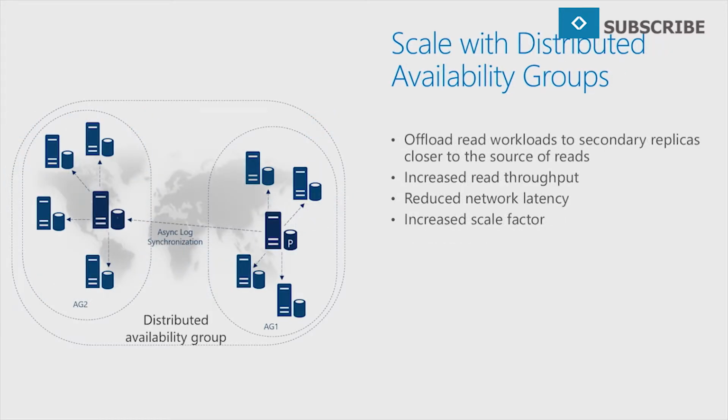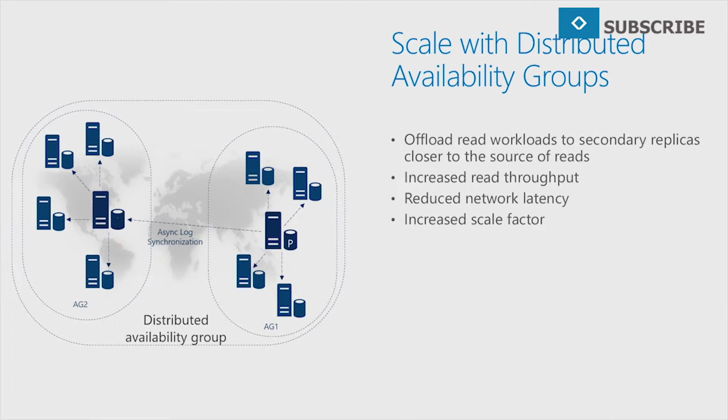If the read-only clients are spread across various geographic areas, distributed availability groups are the solution in this case. This allows offloading read workloads from the primary replica to readable secondary replicas at sites that are closer to the source of the read workloads. This is not only reducing the utilization of resources on the primary, but also helps with read throughput by reducing network latency and leveraging dedicated resources.